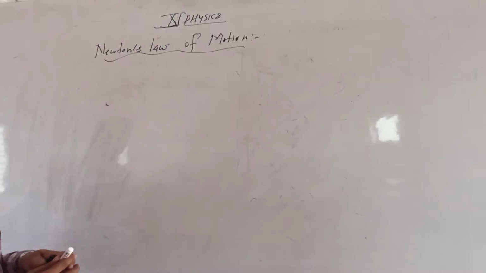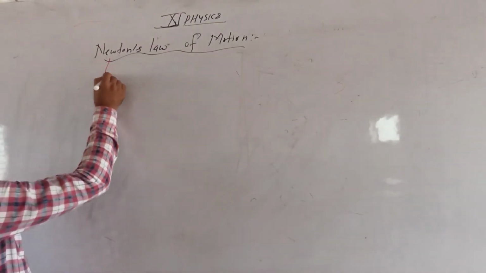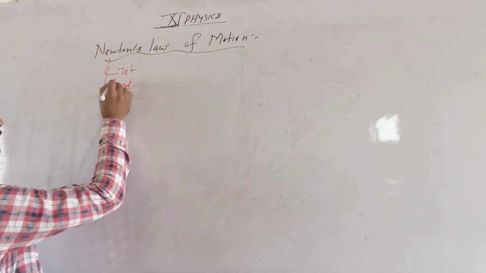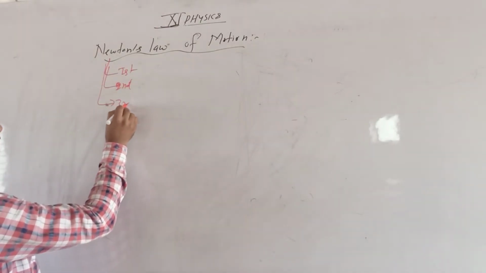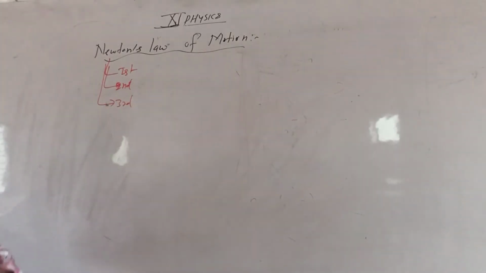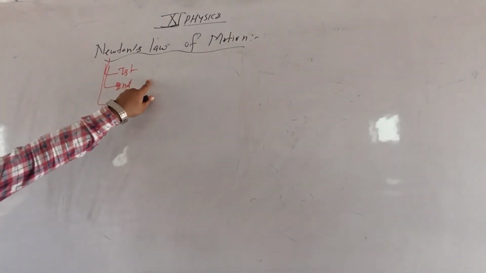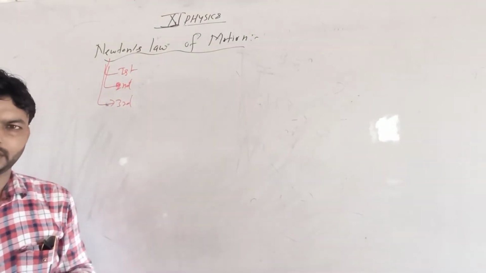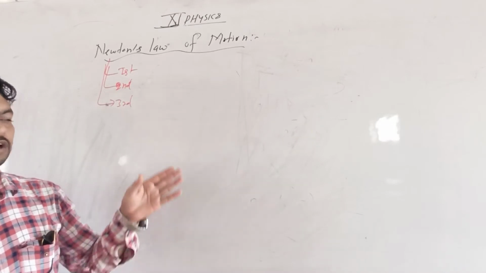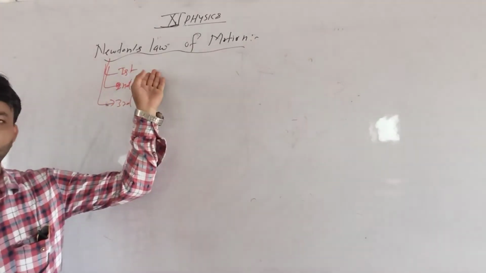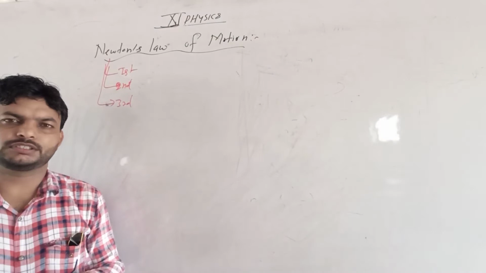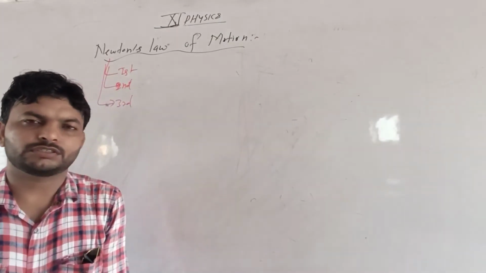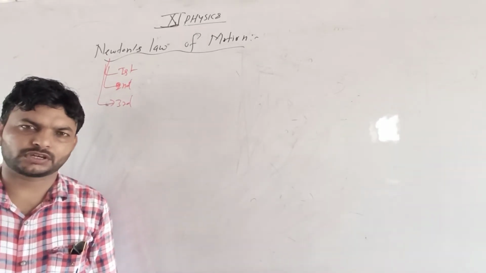You already know that Newton described the first, second and third laws. The first law is that if any object is at rest or in uniform motion, it continues so, and if an external force is applied on the body, then the body changes position. Unless an external force is applied on the body, it does not change. This is the statement of Newton's first law of motion.